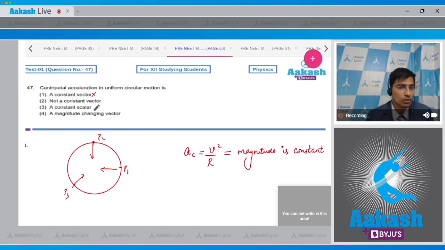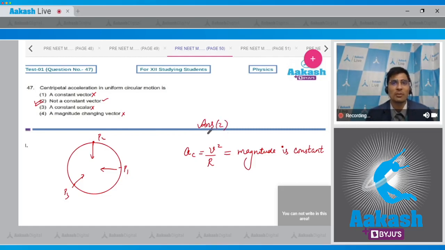Second, not a constant vector. This is a correct option. Third, a constant scalar. Dear students, it is also wrong because centripetal acceleration is not a scalar. Or fourth, a magnitude changing vector. It is also incorrect as the magnitude of the centripetal acceleration does not change. Therefore, for this question, the correct answer is option number 2.